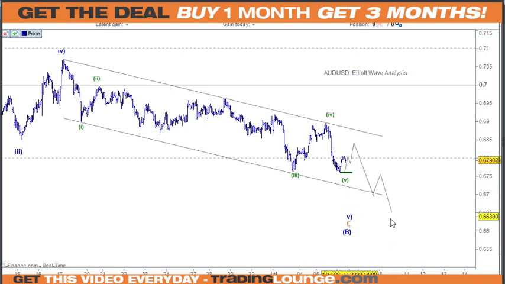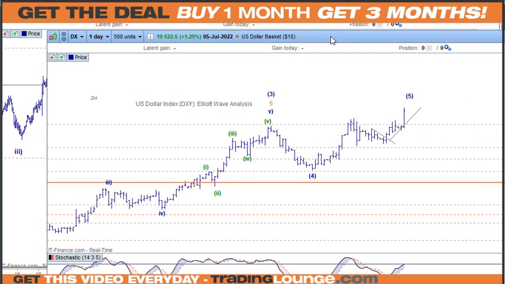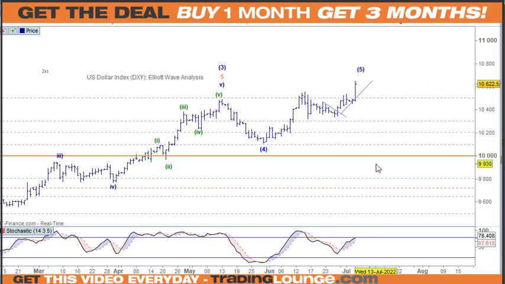And the reason I think that it can come down here is that if we look at the US dollar index for a moment, we've been looking for it to break through that. This is a daily chart. So here it looks like we've got 1, 2, nice strong third wave, fourth wave and fifth wave to come into play here. Still got to move to the upside.